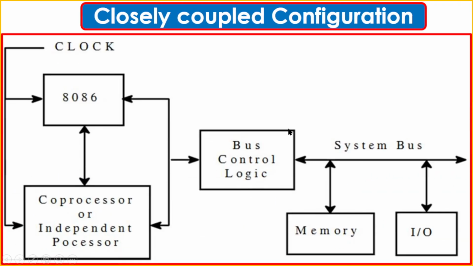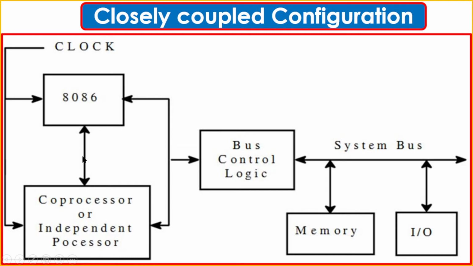So let's move on to the methods, closely coupled and loosely coupled: how the coprocessor is connected to the microprocessor. Not only a coprocessor, it may also be an independent processor. We have the 8086 in the system, that is mandatory. That's what we are learning in this. The 8086 microprocessor will be there, then another processor, which may be a coprocessor or an independent processor.